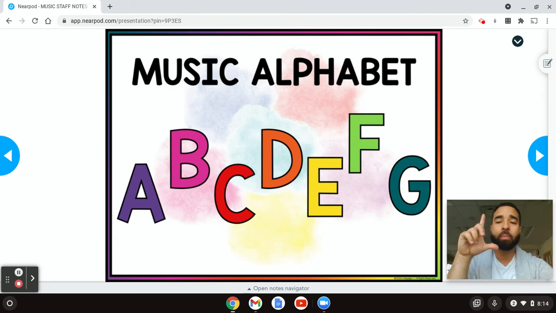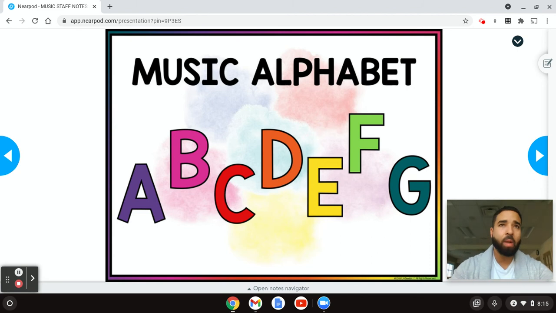Now, one thing I want to tell you guys, my fourth and fifth graders will probably know this. Once we get up to G in music, A, B, C, D, E, F, G, once we get all the way to G, what comes after G? Think about it. What comes after G in a normal alphabet? Most of us are saying H. Hopefully, most of us know that the next alphabet letter is H.